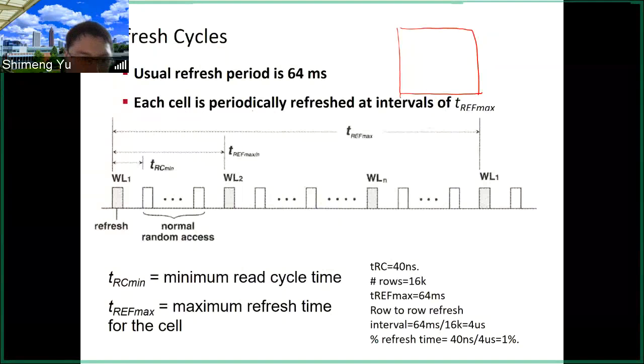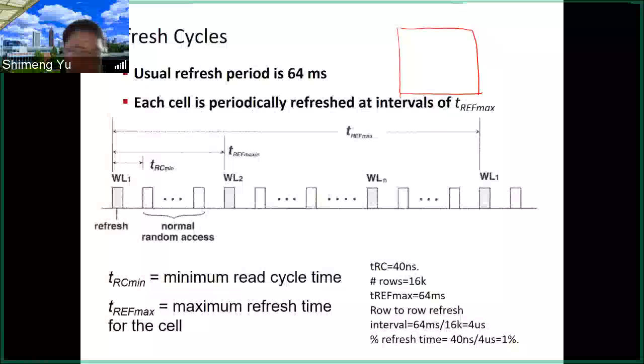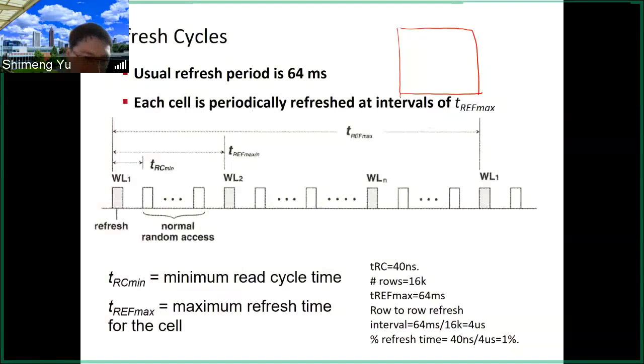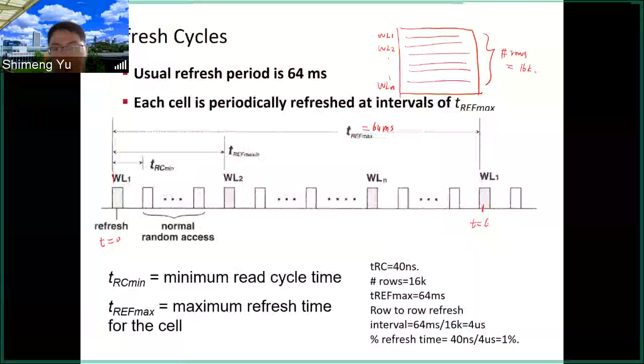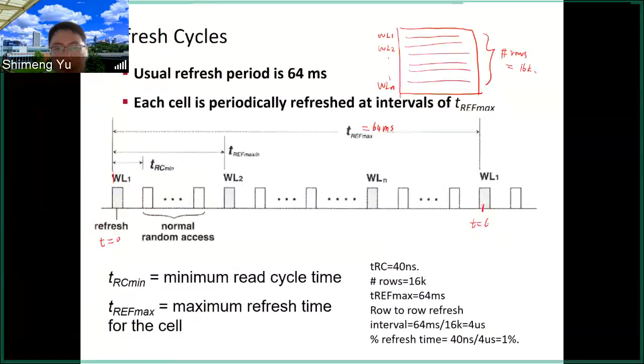And then if this is t equals 0, then after 64 milliseconds, we have to go to row 1. So here you start with row 1, and after 64 milliseconds, we need to go to row 1 to read the data from row 1. So basically to refresh the data. And we can distribute the refresh across the rows.